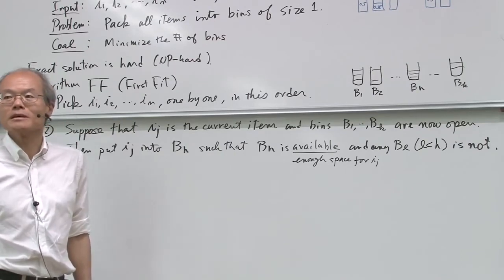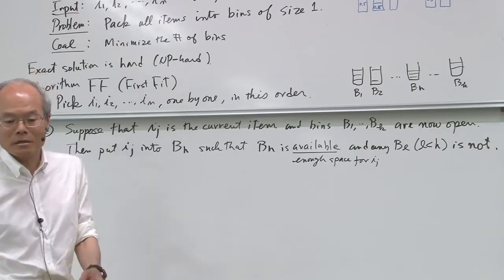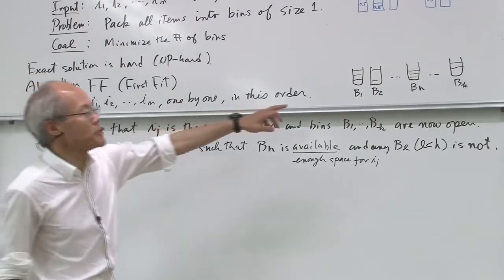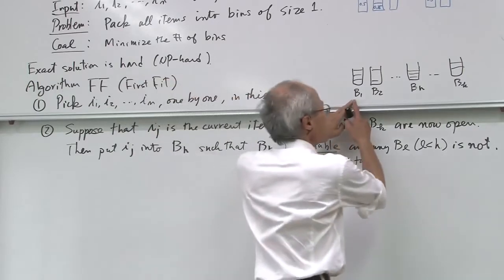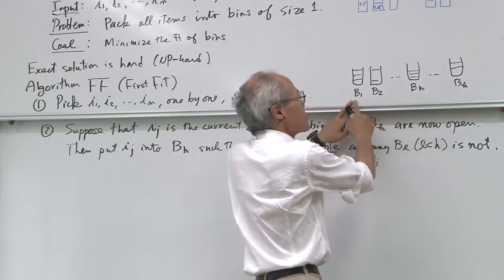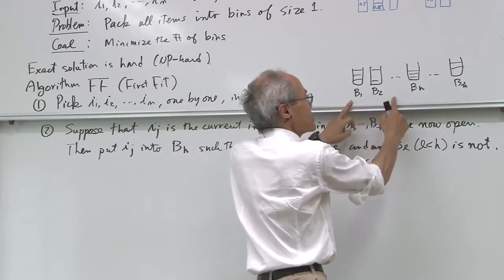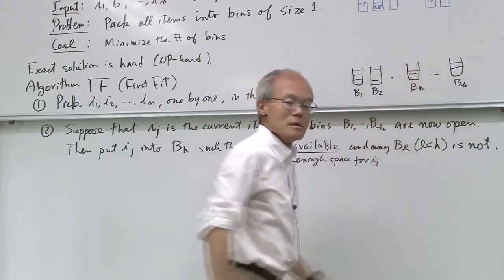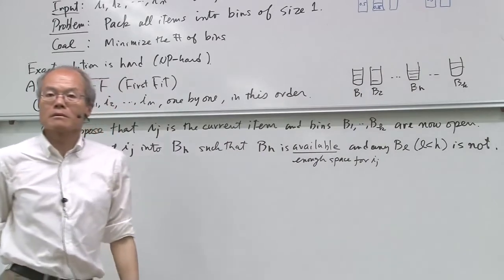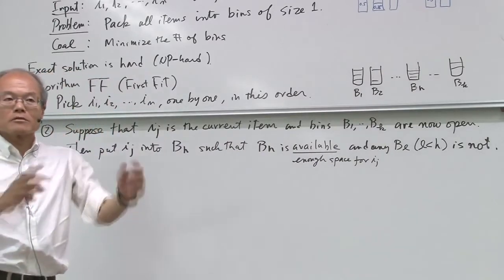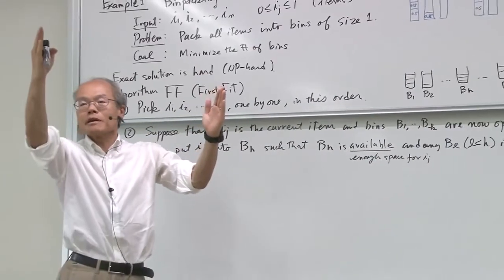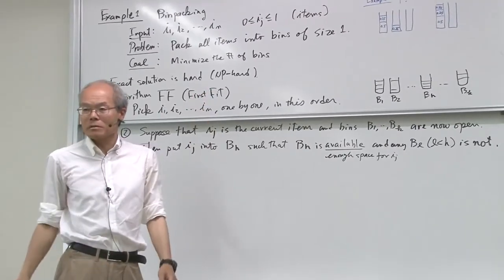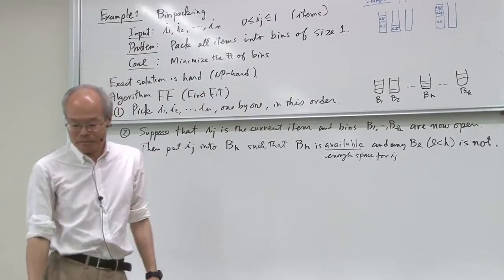Now it's pretty easy. Is it clear? Look, now we are using these bins, just looking from left to right. Then IJ does not fit, does not fit, does not fit, oh yes, this one is available. Then put it into that bin. Pretty easy. Just look from left to right, oh, this bin is available, then use it. Quite easy.